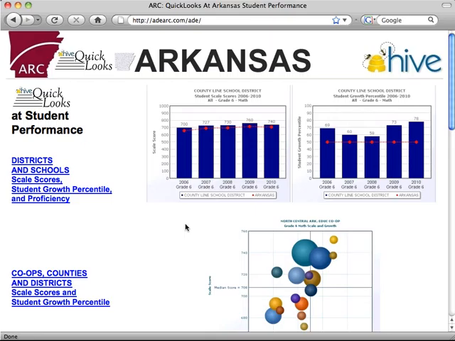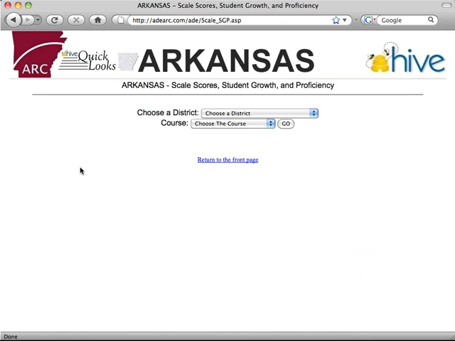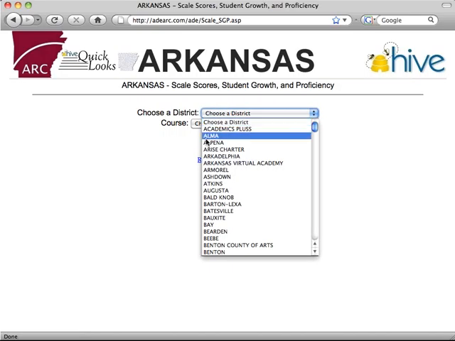In Quick Looks, I'm going to click on the Districts and Schools Scale Score Student Growth Percentile and Proficiency link at the top left of the page, and then I'm going to choose Bald Knob as the district and 7th grade math cohort as the course.